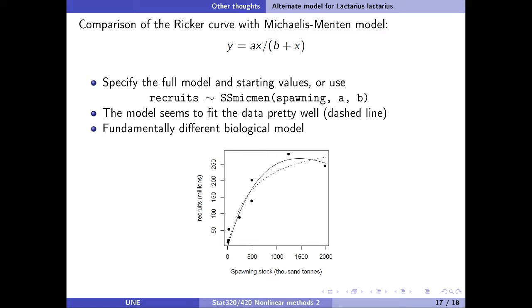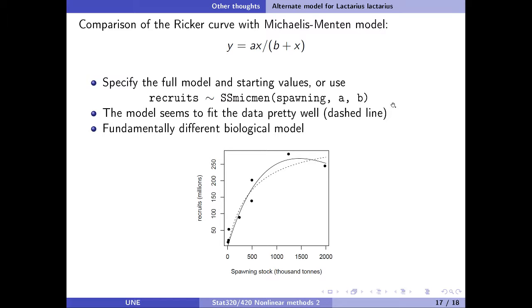So what we're going to do is take the same Ricker curve and fake Trevally data that we had before, but we're going to compare that Ricker curve with the Michaelis-Menten model. There are a couple of different ways to parameterize the Michaelis-Menten model, but we're going to use the parameterization y equals ax divided by b plus x. We can either implement the full model in NLS where we specify starting values, or we can use the self-start function. So our model will look like recruits tilde SSMicMen, our x data, and our two parameters.